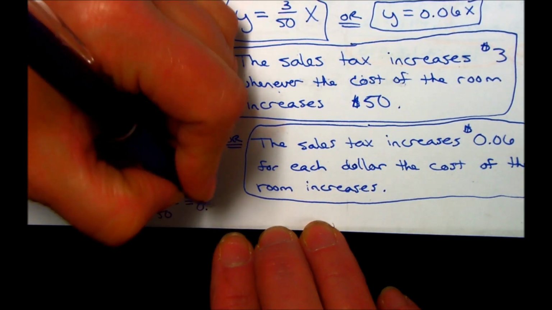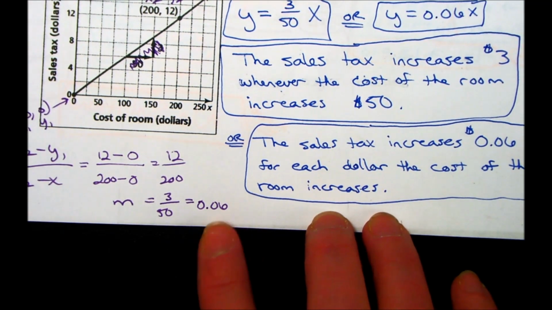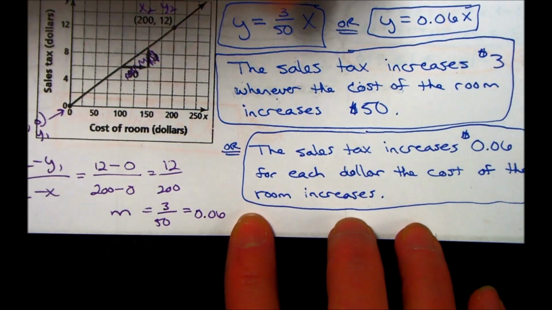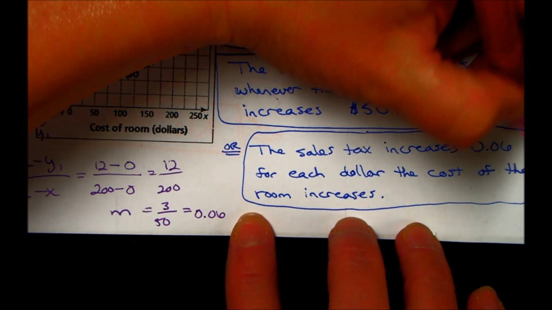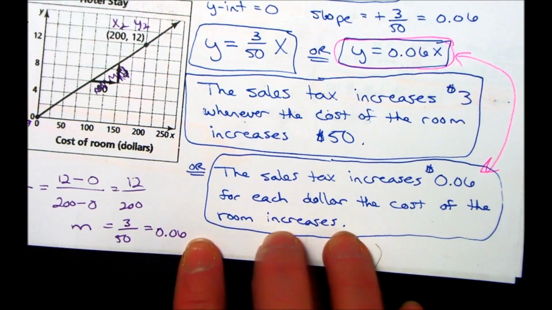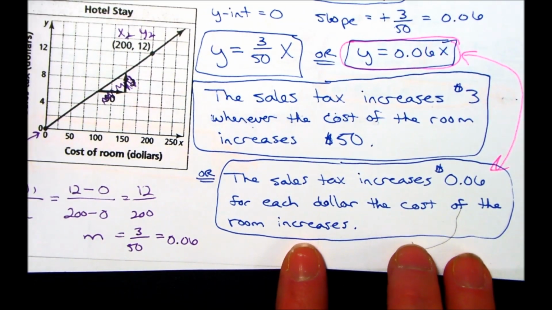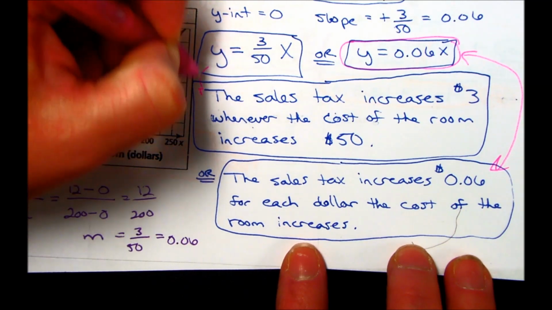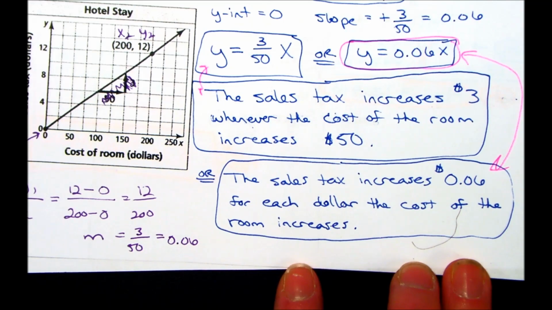When you divide that, you get 0.06, which I decided actually probably does make more sense to change it to a decimal. So I kind of like this answer and this description better than I do the first one. This description kind of went with this slope, where this description went with this slope.